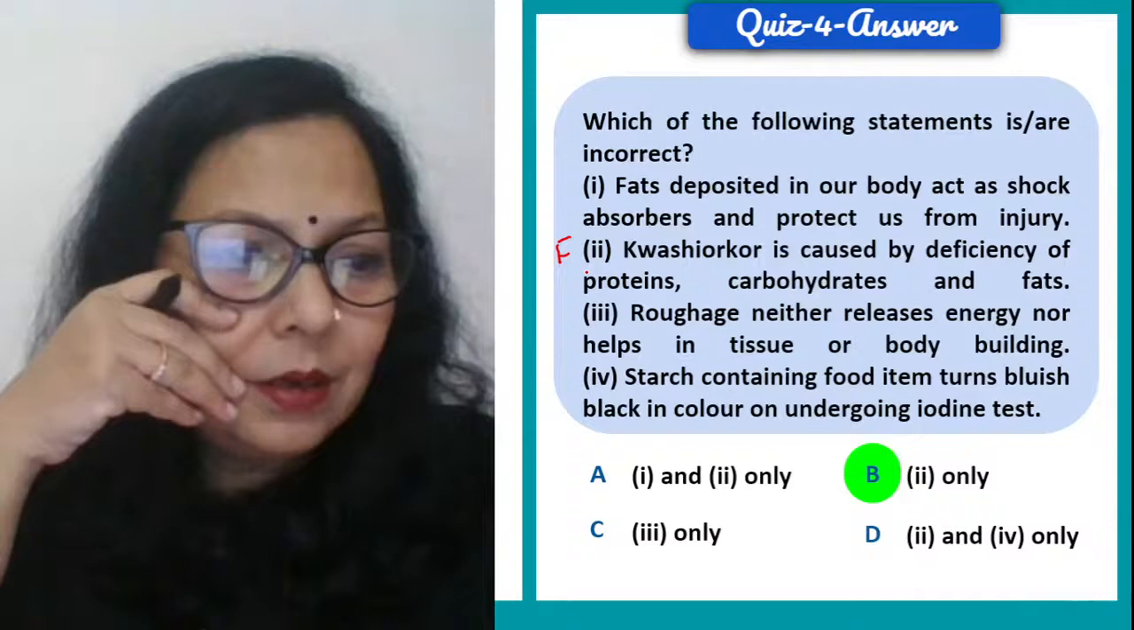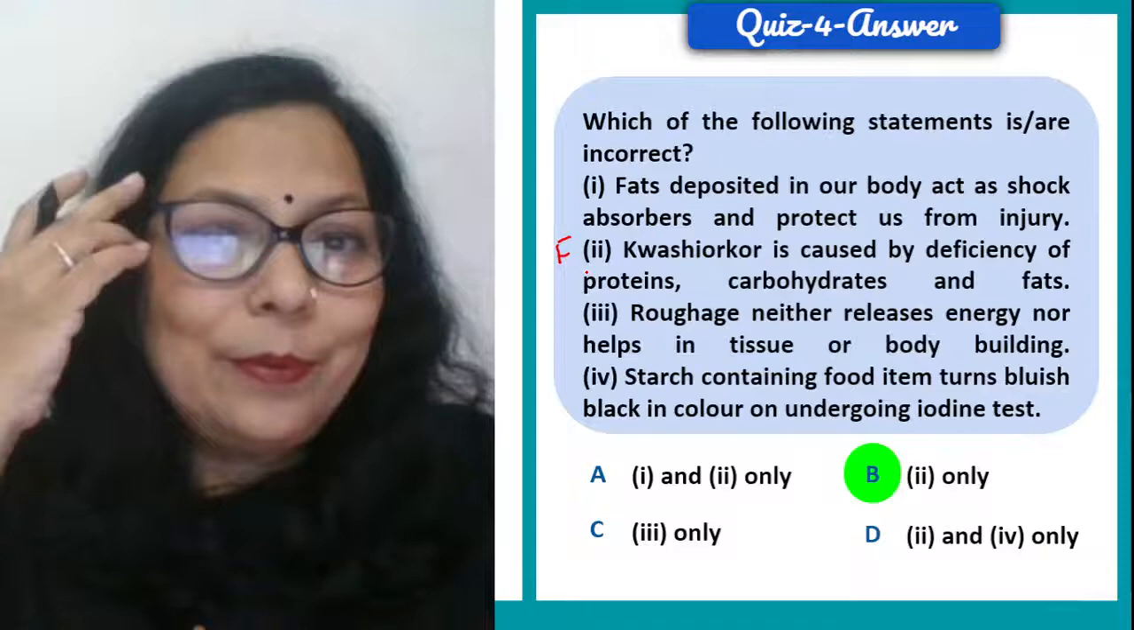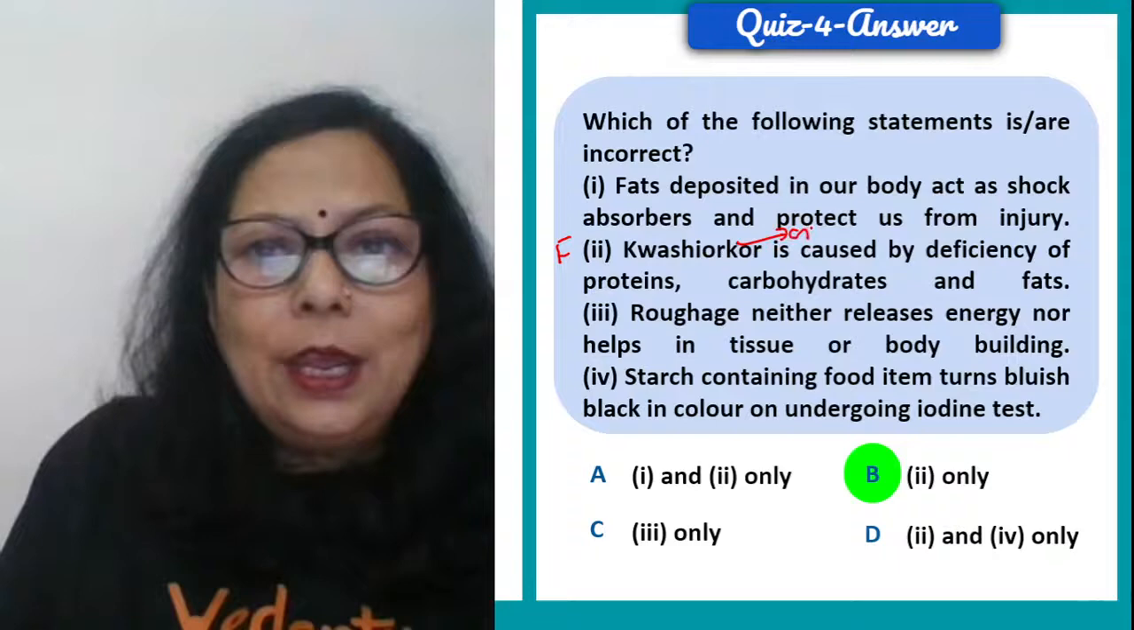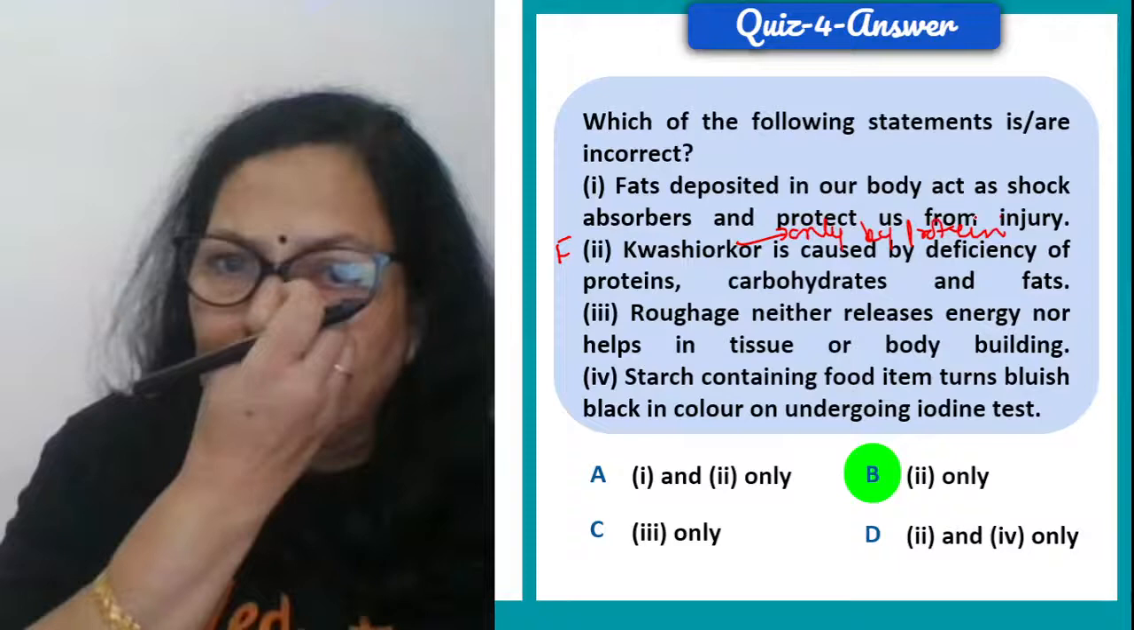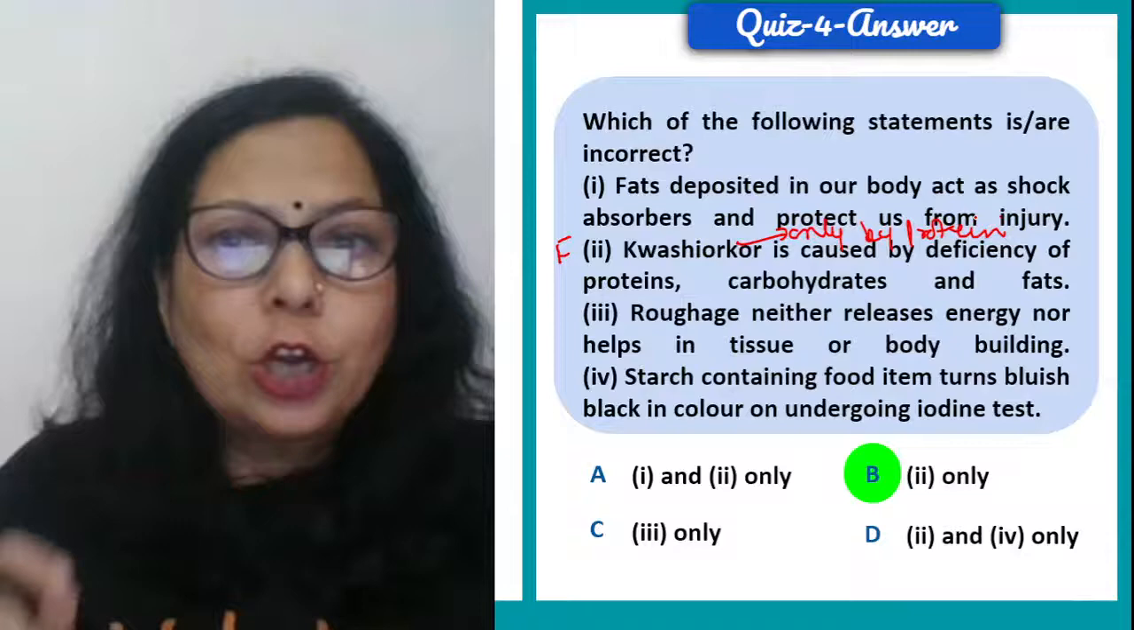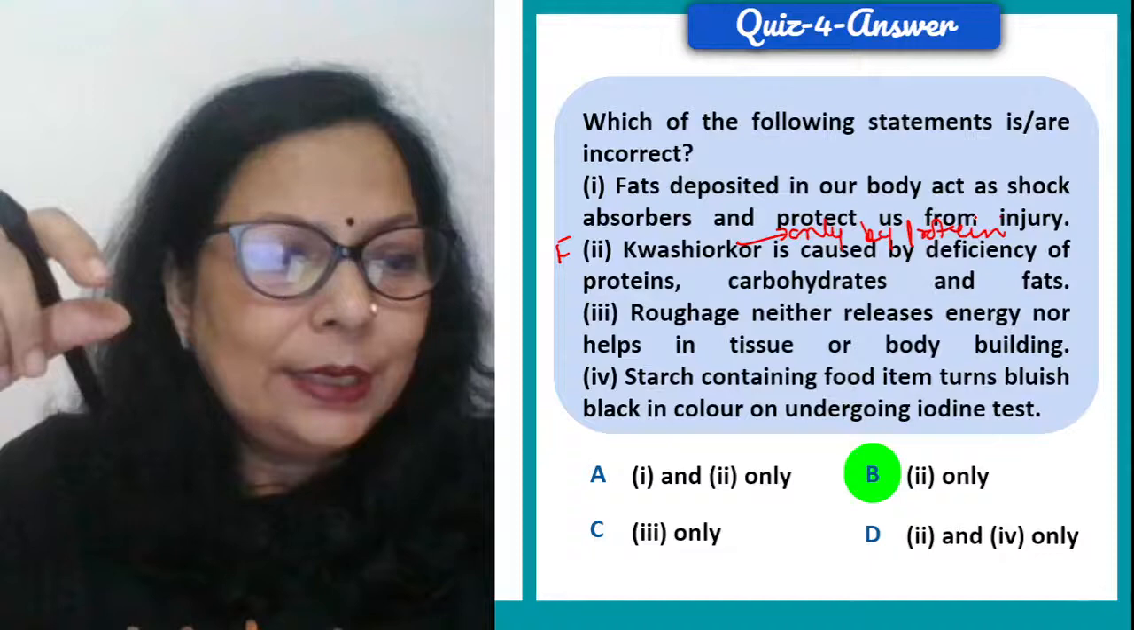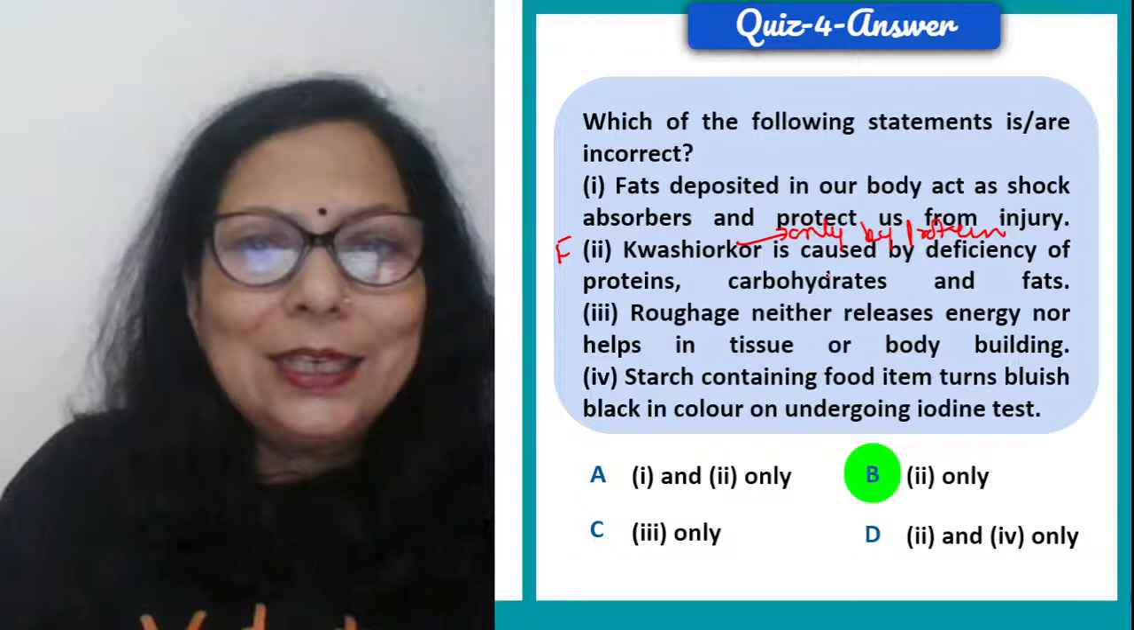Jamil is right, it's marasmus. Kwashiorkor is caused only by protein deficiency. Can you tell me the symptom of Kwashiorkor? The fluid gets stored in your ankles, on the joints. Yes, so the joints become swollen. And the disease caused by deficiency of these three will be marasmus.